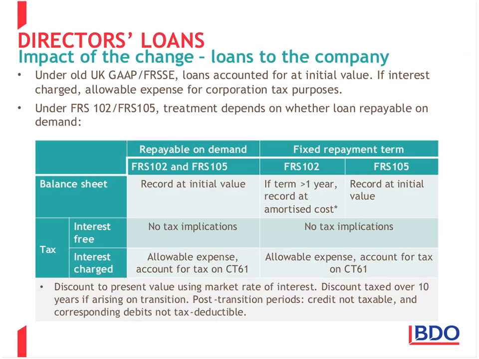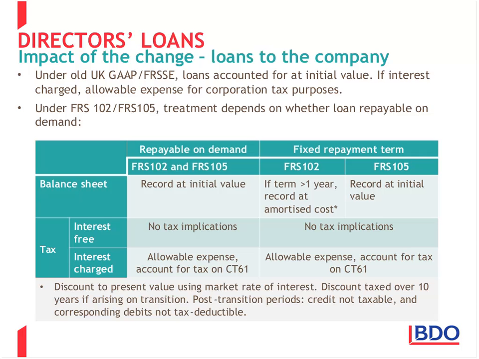So, if the loan is repayable on demand, nothing much has changed from old UK GAAP. You're recording the loan at its full value on the slide called the initial value. If the loan is interest-free, there are no tax implications of that. If interest is charged, then the interest is an allowable expense. If it's paid by a company to a human being, tax needs to be accounted for on Form CT61.